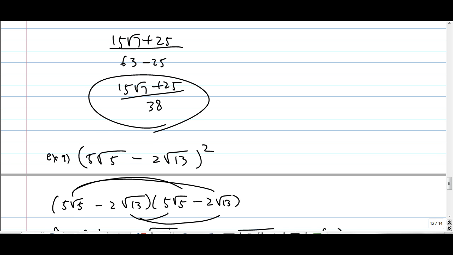Go ahead, everybody try. So you guys remember how to do this? Okay, Chris, what do I get when I multiply the first term and the first term? 5 rad 5 times 5 rad 5. 25 times, what's rad 5 times rad 5? 5, right? What about the second term? When I multiply 5 rad 5 times negative 2 rad 13, what's that? Negative 10 square root of 5 times 13. Isn't that right? Yes?